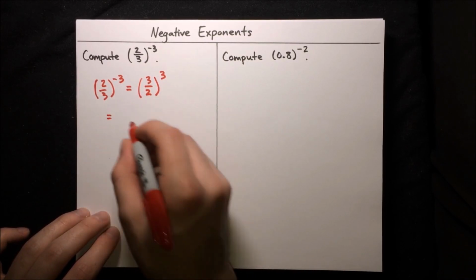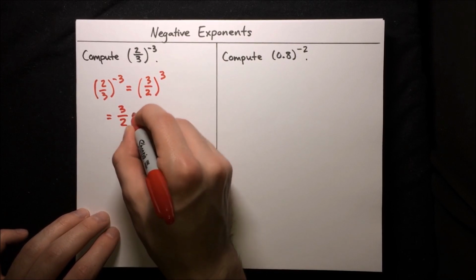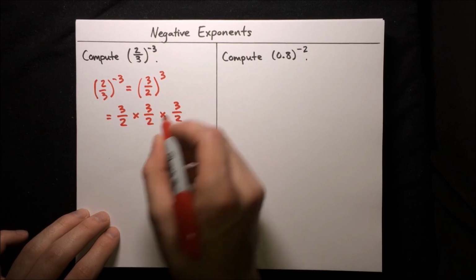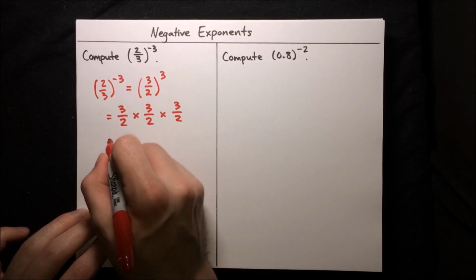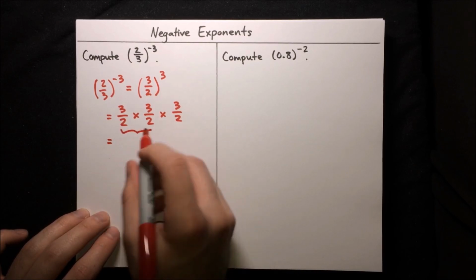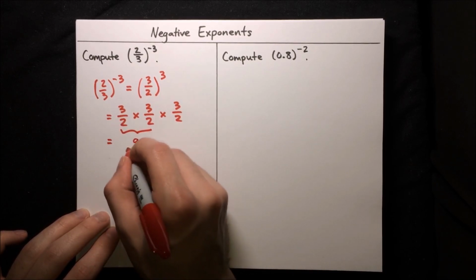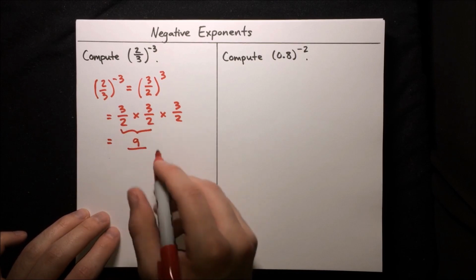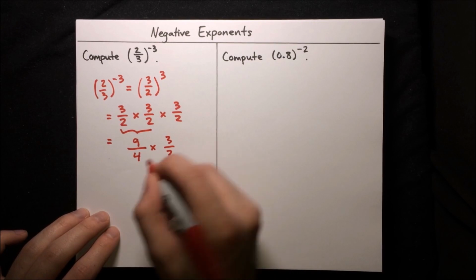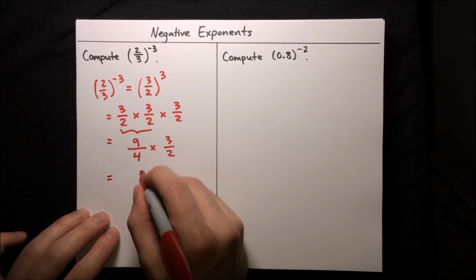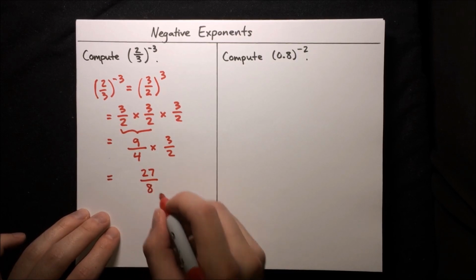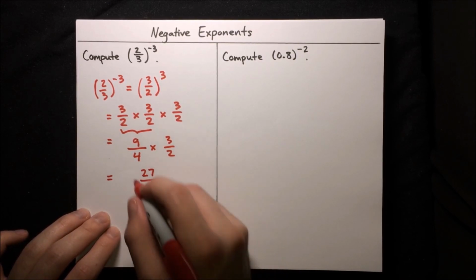Let's compute that. That's just 3 halves times 3 halves times 3 halves, 1, 2, 3, and then multiply this out. So 3 halves times 3 halves, well, numerators, 3 times 3 is 9, over denominator, 2 times 2 is 4, and then that times 3 halves, what is that? Well, 9 times 3 is 27, over 4 times 2 is 8. So 27 over 8 is our final result.